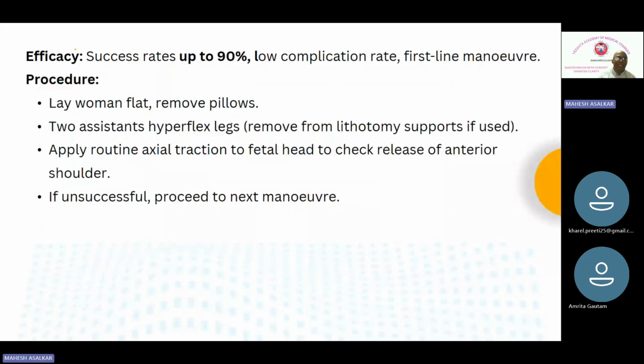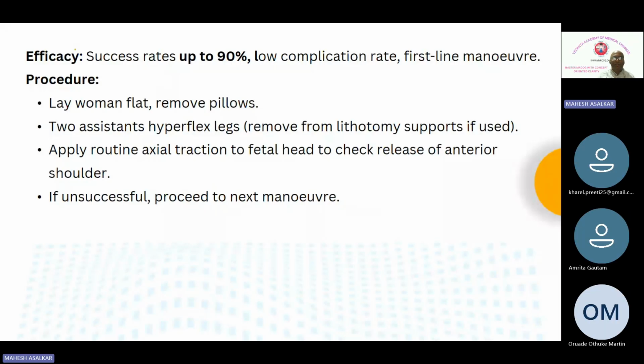Okay, so efficacy is up to 90%. This is one of the SBAs which is asked, what is the success rate of McRoberts? It is 90%. Okay, low complication rate and first line maneuver. So lay the woman flat, remove the pillow. Two assistants will hyperflex. You need to remove her legs from lithotomy stirrups and apply routine axial traction to the fetal head to check release of the anterior shoulder. Okay, and if unsuccessful, we'll proceed to the next maneuver. So this particular maneuver has a success rate of 90%.